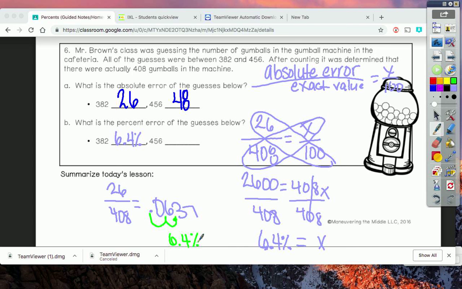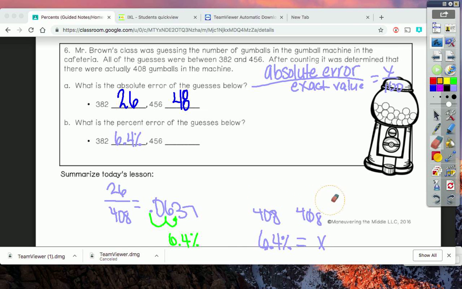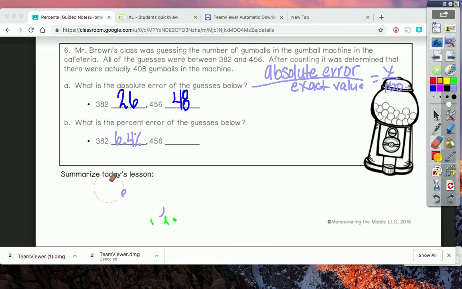All right, let's look at our last one before I let you all get on iExcel. So for our next problem, we have 48, which is our absolute error, over 408, is equal to x over 100. Please be quiet in the back of this class.